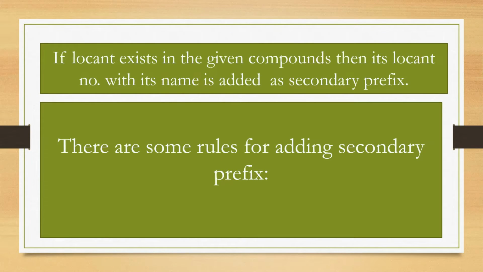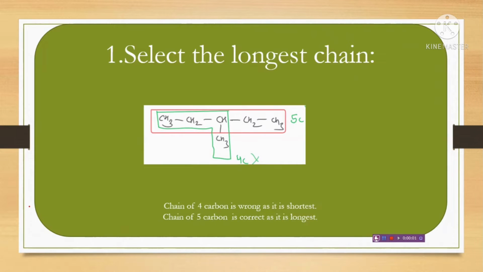If a locant exists in the given compound, then its locant number with its name is added as a secondary prefix. Here are some rules for adding secondary prefix. Now let us see the first rule, that is select the longest chain. According to this rule, we need to select the chain where we get the maximum carbon atoms.